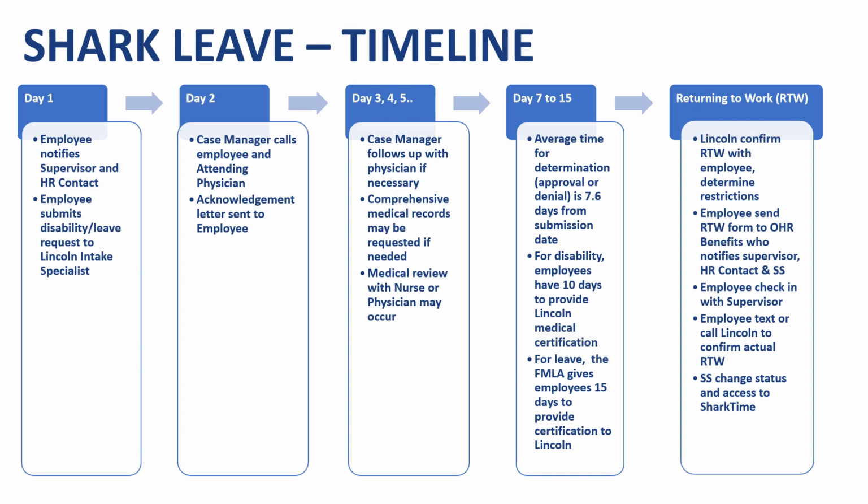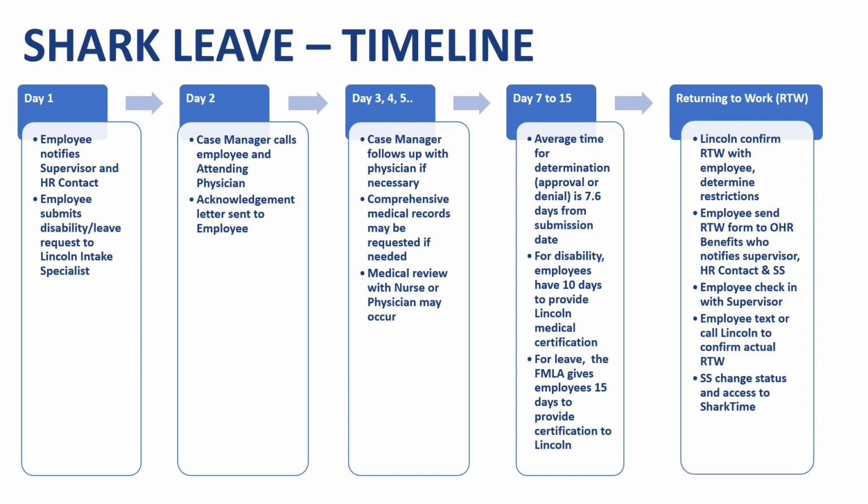On days 3, 4, and 5, the case manager will follow up with the physician if necessary to obtain medical records that might be needed. It's possible that a nurse or physician may review those records. Now, the average time for a determination, which is either an approval or a denial of a leave, is 7.6 days from its submission. For disability, employees have 10 days to provide Lincoln the medical certification. And for FMLA leave, employees have 15 days to provide the certification to Lincoln.